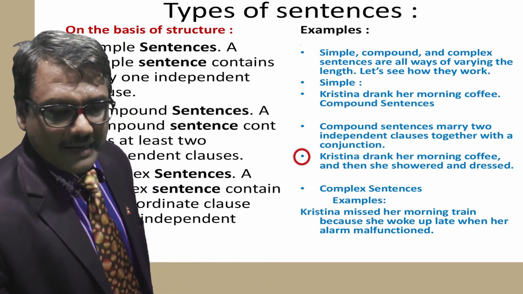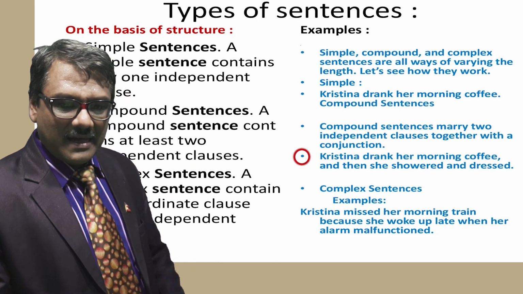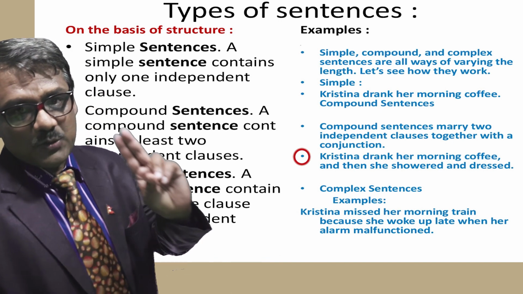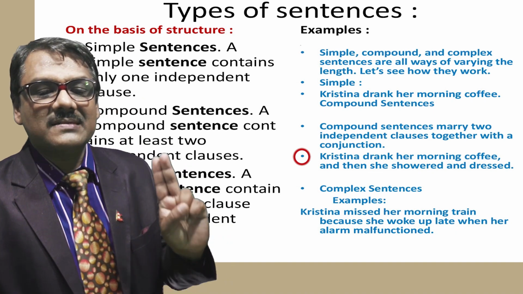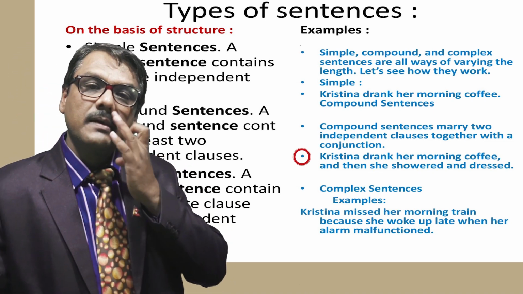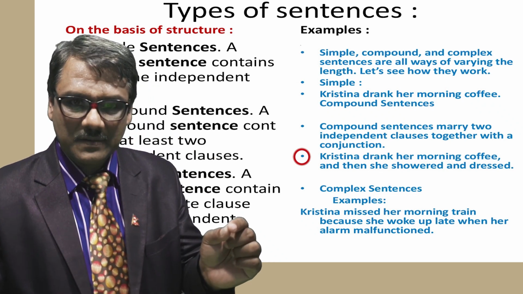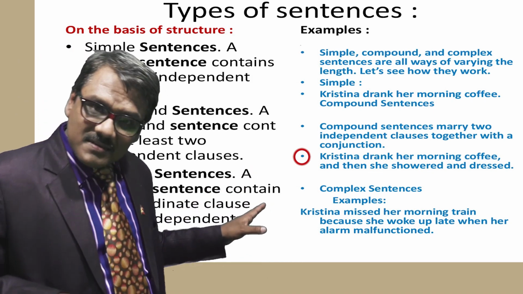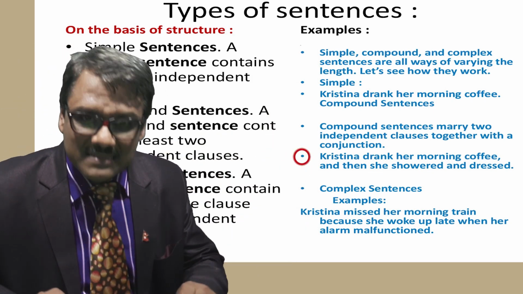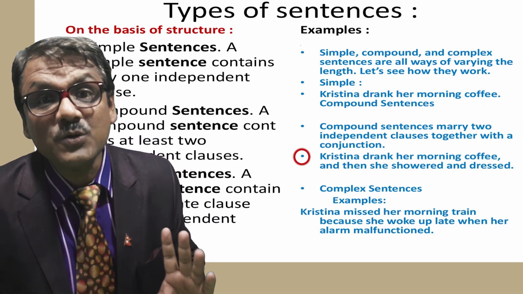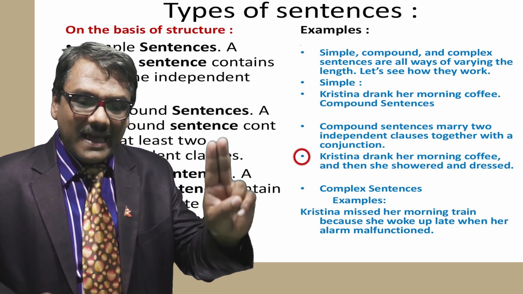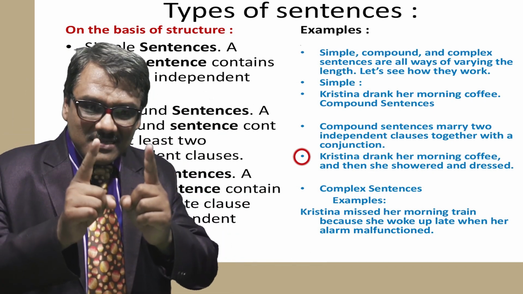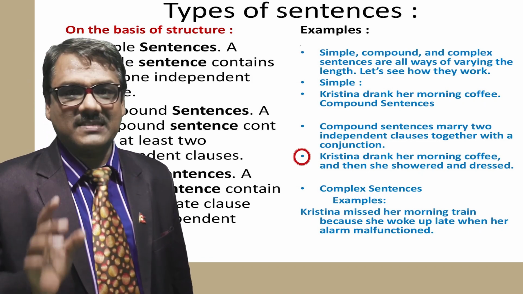Right? So look at Christina drank her morning coffee, there is a comma, and then she showered and dressed. There are two clauses. One is Christina drank her morning coffee. This is a clause. Okay. This one, Christina drank her morning coffee and then she showered and dressed, is a complete sentence. In this sentence, there are two clauses. What are the two clauses? Christina drank her morning coffee is the first clause, and is the conjunction that joins the two clauses, and then she showered and dressed, that is the other clause.